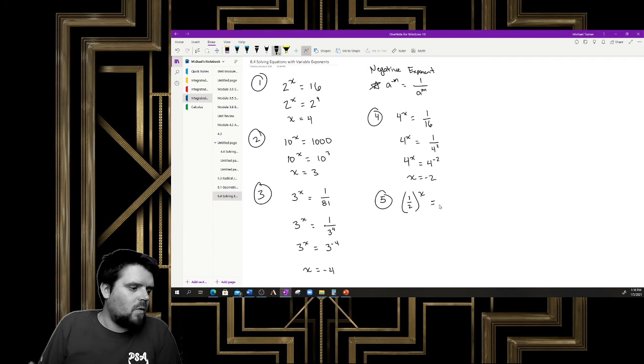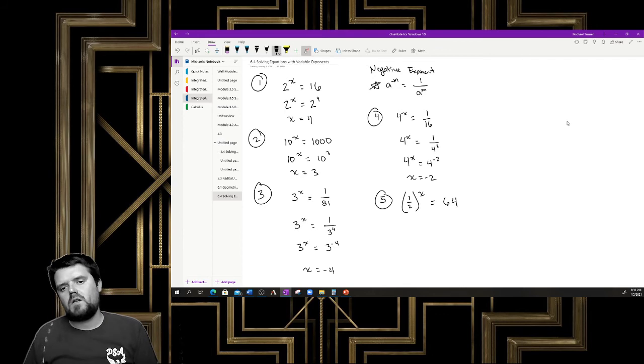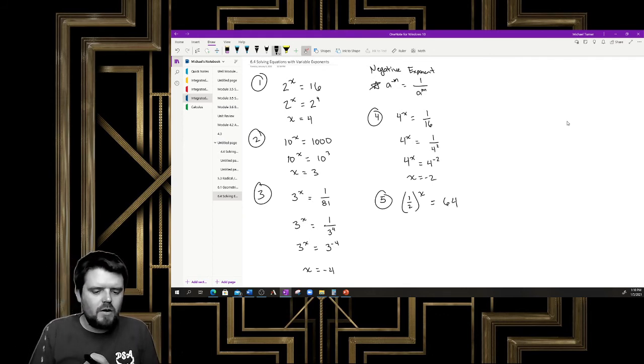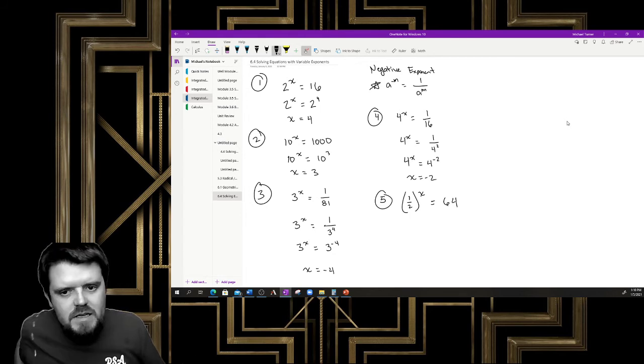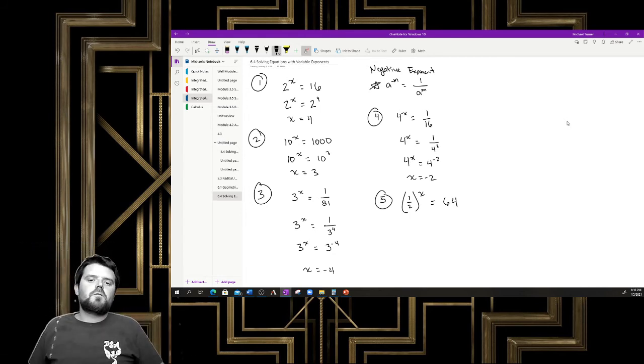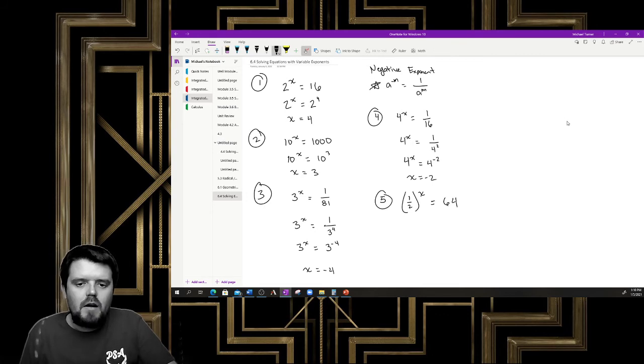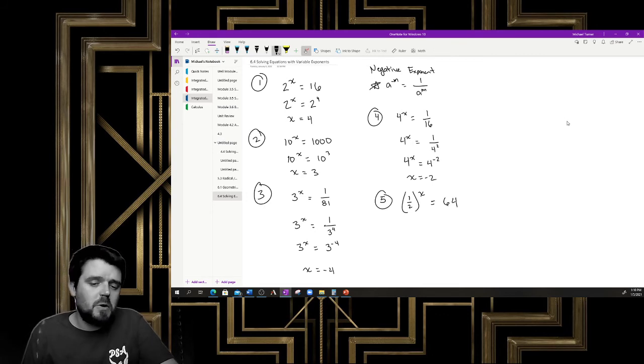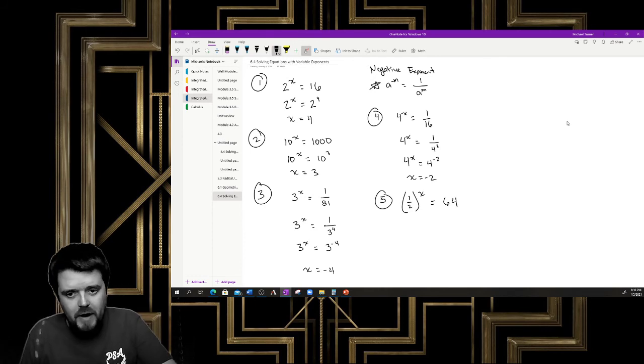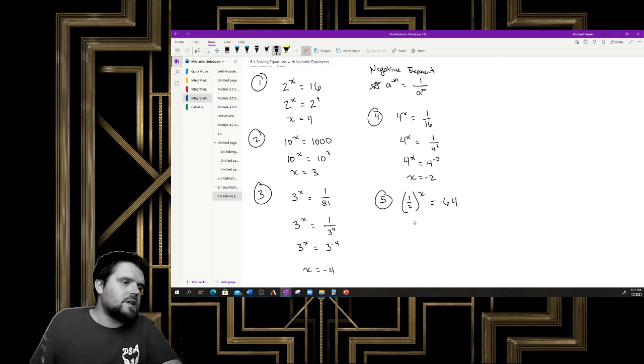So let's say I have 1/2 to the x equals, let's say 64. Okay. Well, here I need to take 1/2 and I need to raise it to a power to get a whole number. And basically what's going to happen here is just like numbers 3 and 4, if I'm dealing with fractions, what I'm going to need to do is use my negative exponent rule. But instead of going from a fraction to a whole number, I'm going to go from a whole number to a fraction. Okay. So first thing I'll do is I'm going to rewrite 64 as a fraction by putting a 1 underneath it.